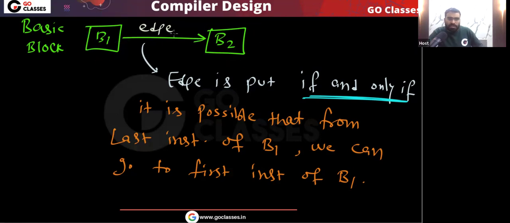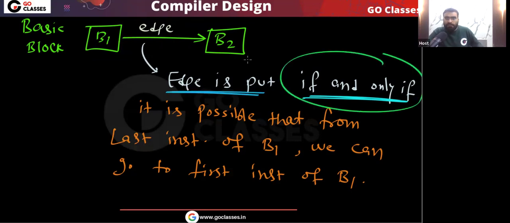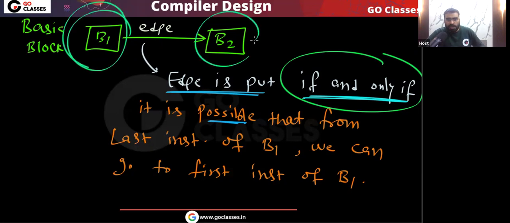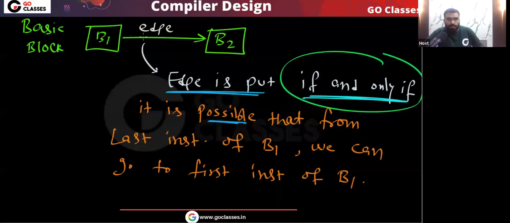From B1 we will put this edge if and only if it is possible that from the last instruction of B1 we can go to the first instruction of B2. Is this point clear? Please tell me. Basically, from B1 to B2 we will put an edge if and only if you can go from the last instruction of B1 to the first instruction of B2. Very simple point, very intuitive.